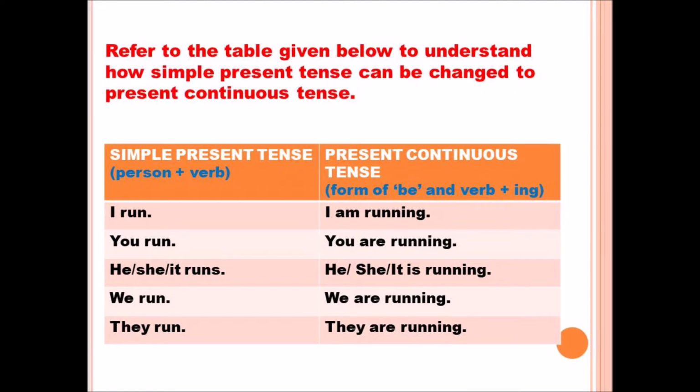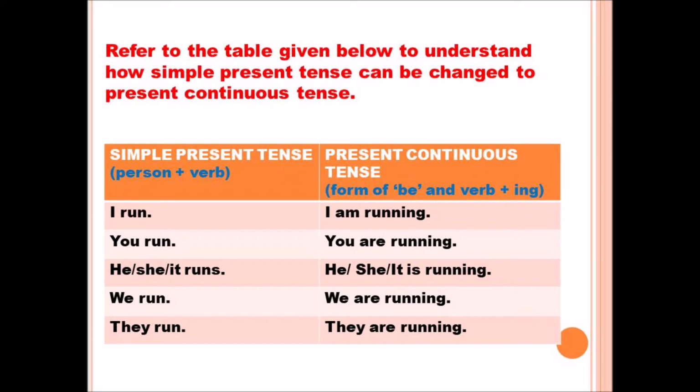Now let us see some more examples. You run. Here you is a person, run is the verb. So you are running. Here we use am only for I. We use are for you and plural forms: we, they. You can be used both for singular as well as plural, but we use only are with it. So you run is changed into you are running.